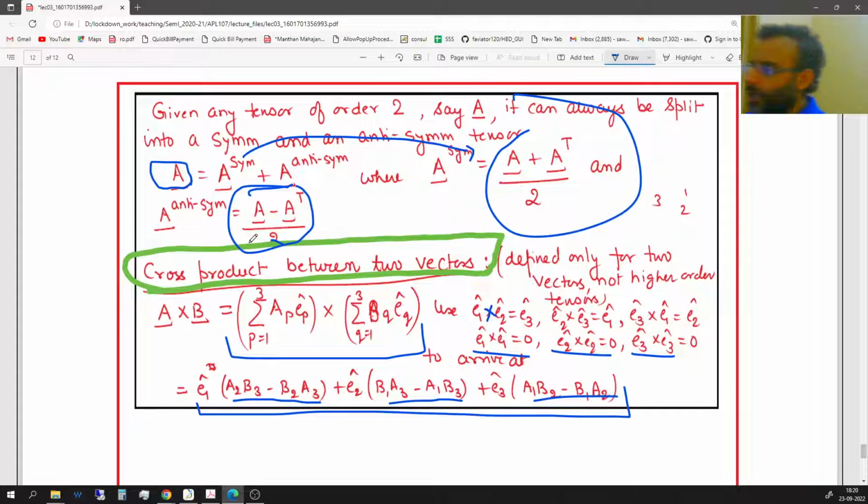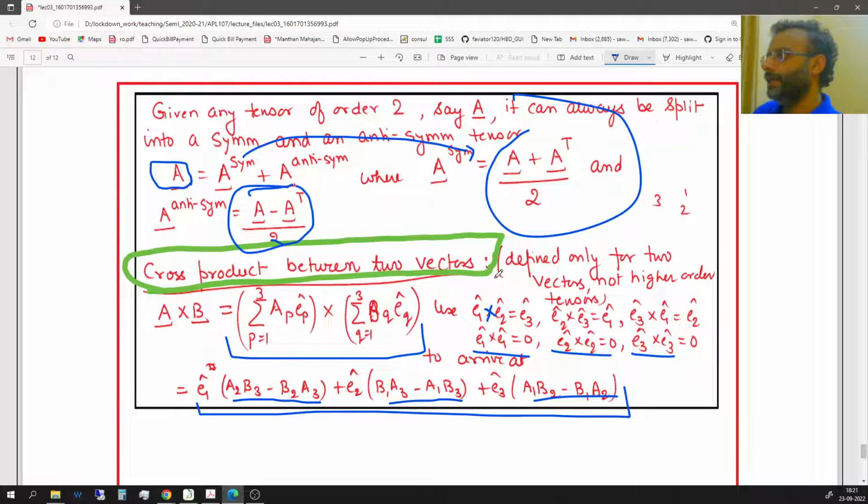It turns out that given any tensor of order 2, you can always split that into a symmetric and an antisymmetric tensor. So a tensor of order 2 can be written as a sum of a symmetric tensor and an antisymmetric tensor. And the definition of the symmetric tensor is A plus A transpose by 2, and that of the antisymmetric tensor is A minus A transpose by 2.